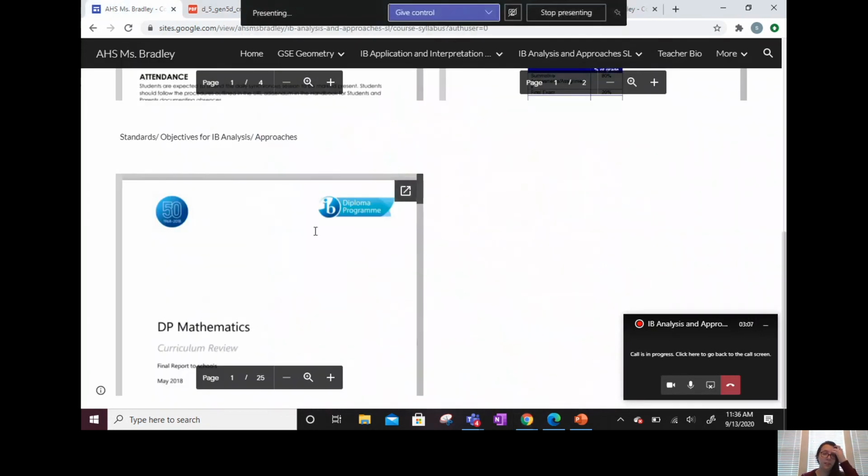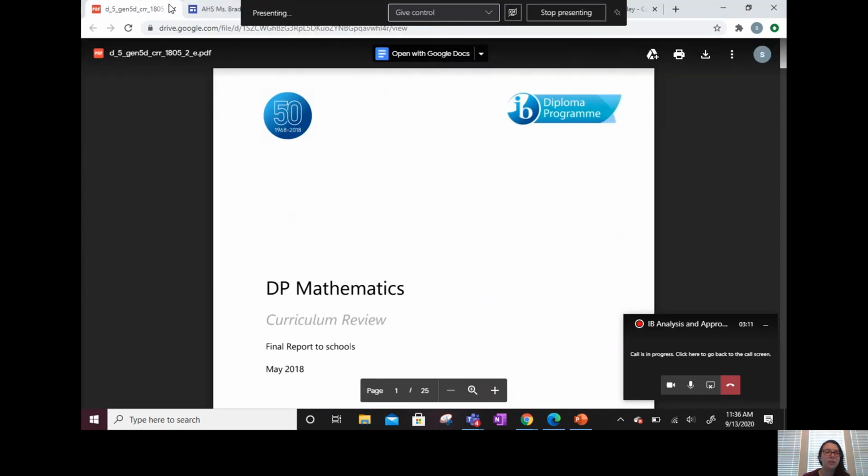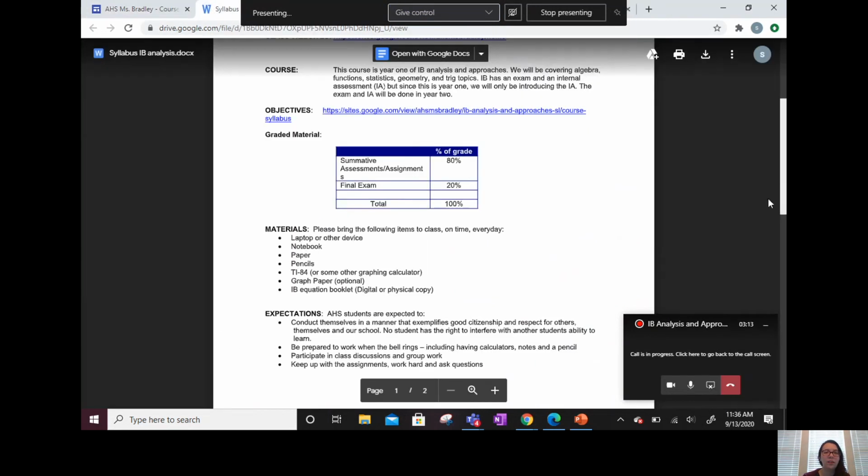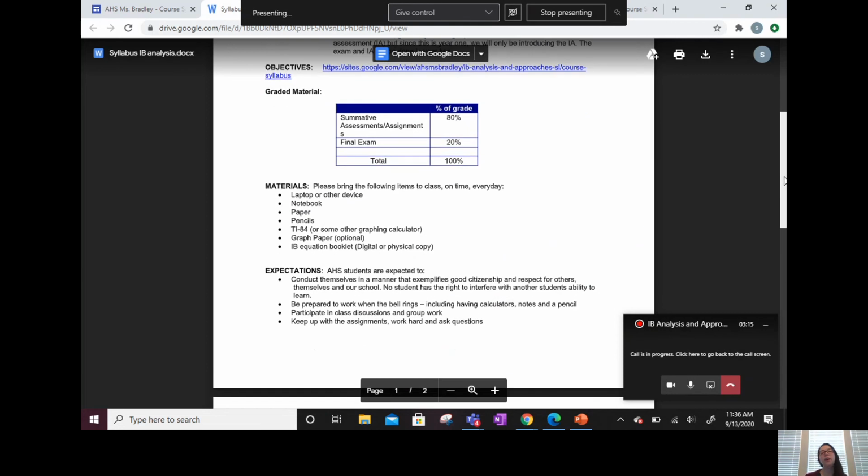Okay, so let's go back to the syllabus. For IB, we only have 2 grading categories. We have summative assessments and final exam. The summative assessment is tests and quizzes. It's worth 80%. Quizzes are weighted 1%. Tests are weighted 2%, which means tests in this category are worth double what the quizzes are.